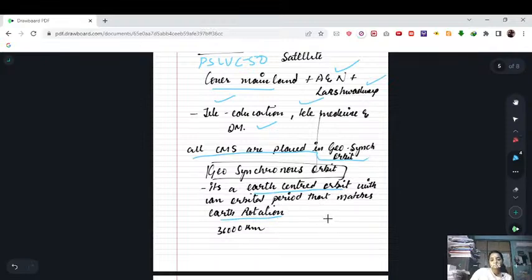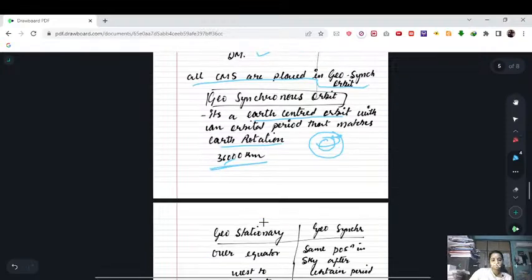That means if this is earth, this is the satellite's path, the satellite will rotate at the same speed as the earth is rotating in a day. So you will find the satellite at the same point at the same time of the day, and this orbit is at about 36,000 kilometers.